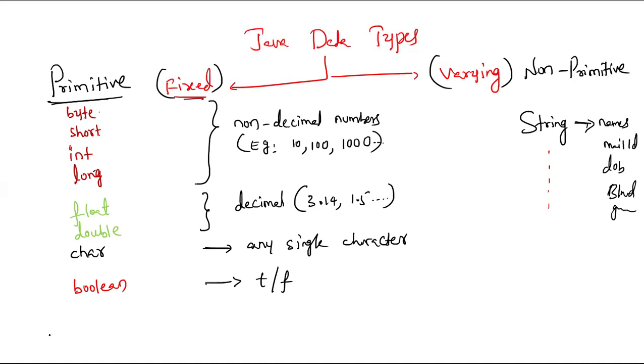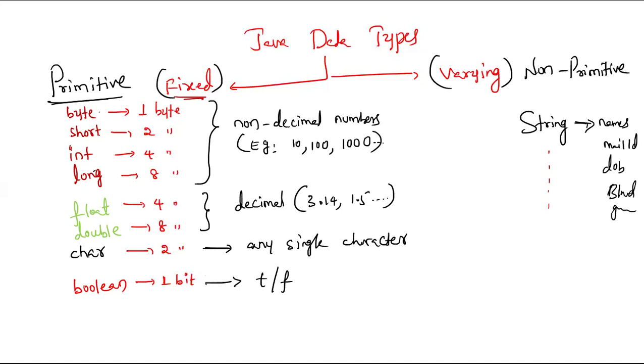For primitives, they are fixed in size. So what is the size of these data types? Byte will consume 1 byte of memory. Whenever we use byte, 1 byte of memory consumption will happen in our RAM. For short, it is 2 bytes. For int, it takes 4 bytes. For long, 8 bytes. For float, 4 bytes. Then for double, 8 bytes again. For char, 2 bytes. But boolean, 1 bit. It's not a byte.